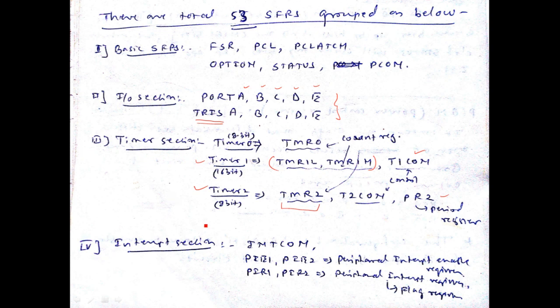If you go to the interrupt section, then there is one register called the interrupt control register. It basically contains all the bits which are typically used to control the interrupt operation. Okay, and there are certain registers called the peripheral interrupt enable register and peripheral interrupt flag register. So these are also associated with the interrupt section. We will discuss them one by one when we come to the corresponding section.